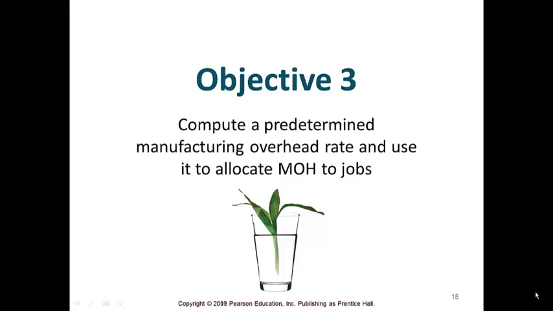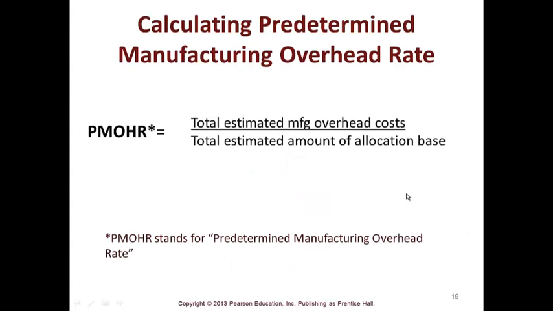Okay, objective 3 is to compute the predetermined manufacturing overhead rate. You're going to start seeing this class. It might be good to keep flashcards with all these little acronyms, just so you can flip through them and you don't have to look back in your PowerPoints. So this predetermined manufacturing overhead rate is the total estimated manufacturing overhead cost divided by the total estimated amount of allocation base. Wow, that's a mouthful.